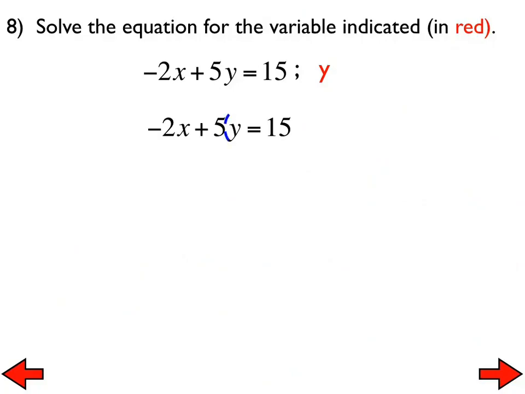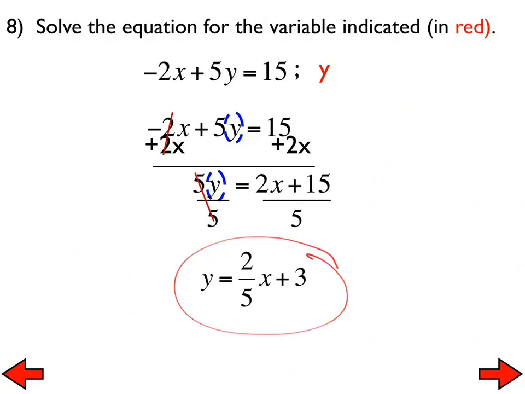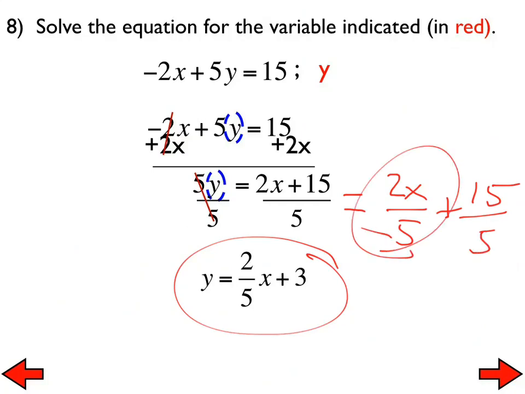We're trying to get y by itself, so I want to add 2x to both sides. And remember, don't write that as 15 plus 2x because we want it in y equals mx plus b form. And so write it as 2x plus 15. Now divide both sides by 5. And we have, after I split it up, y equals 2/5 x plus 3. And once again, where did I get that? I got that because I split the 2x plus 15 over 5 into this. Kind of like working backwards with fractions. That's where I get the 2/5 x. That's where I get the 3 from.